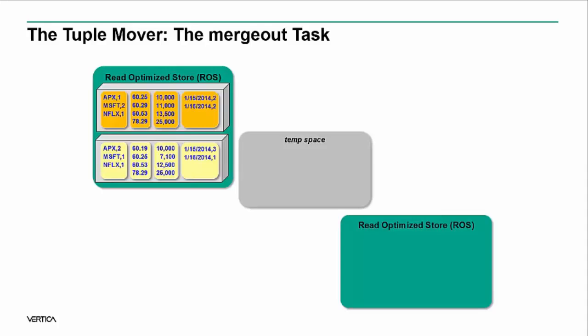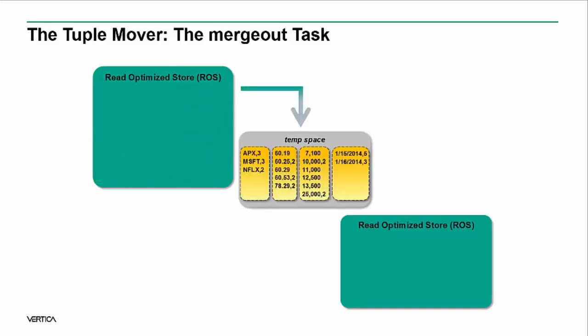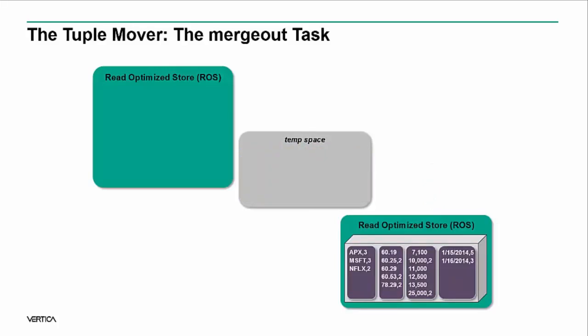Initially, there have been multiple loads of data into the ROS, creating multiple containers. The mergeout task first moves the containers into temp space, where they are condensed. The data is resorted and re-encoded. Then the condensed containers are written back to the ROS. This process creates new, larger containers. Finally, the data is removed from temp space.